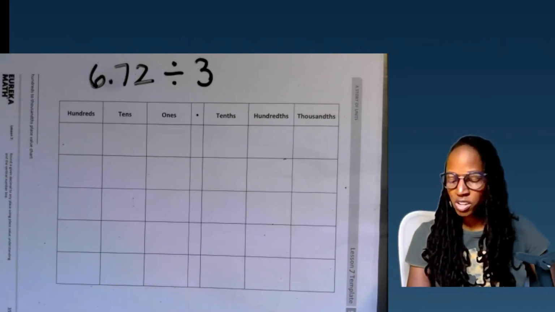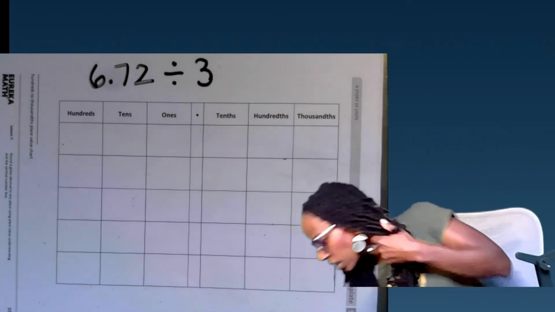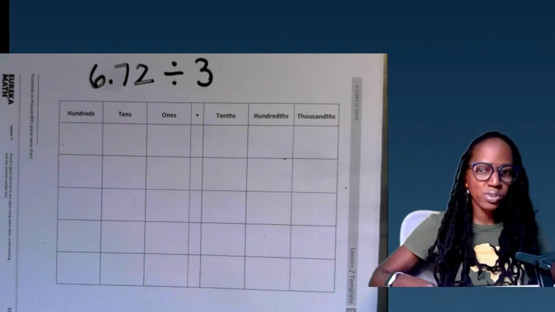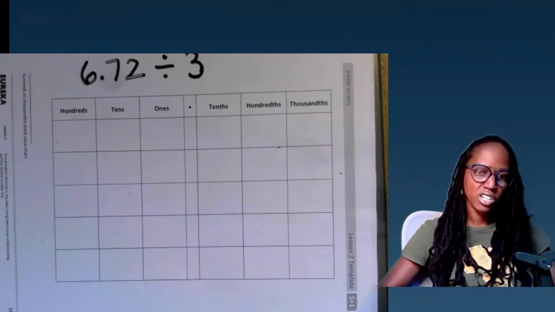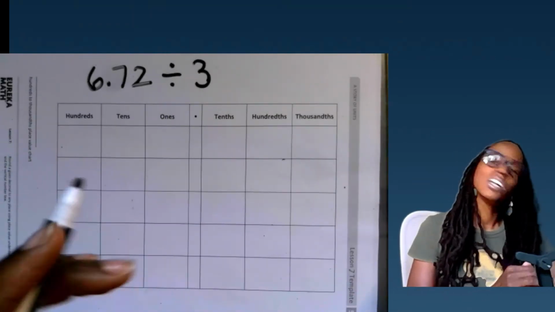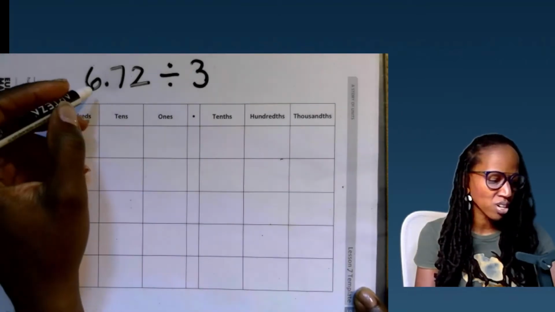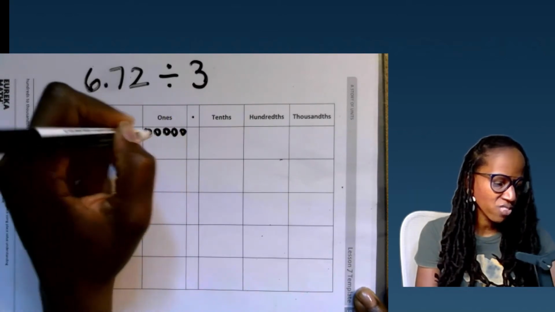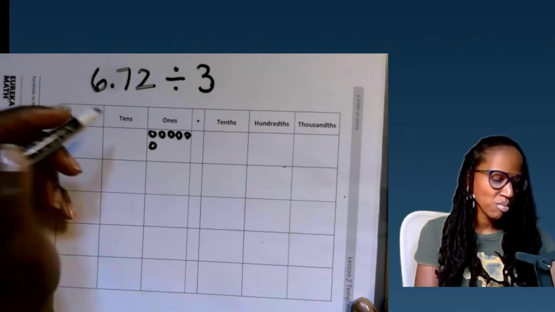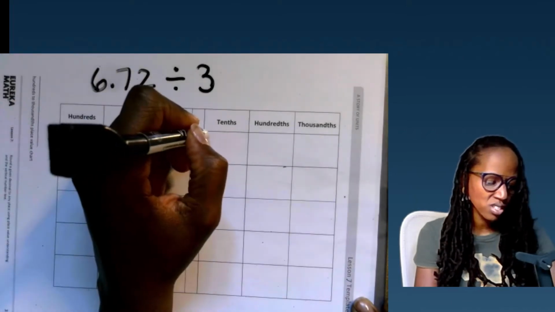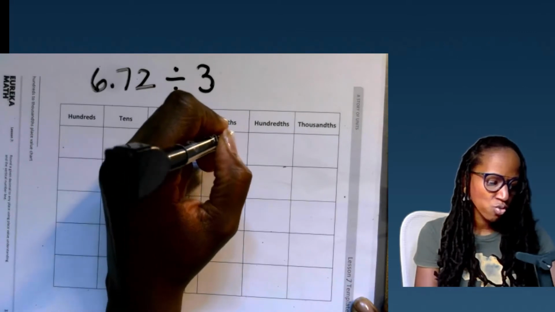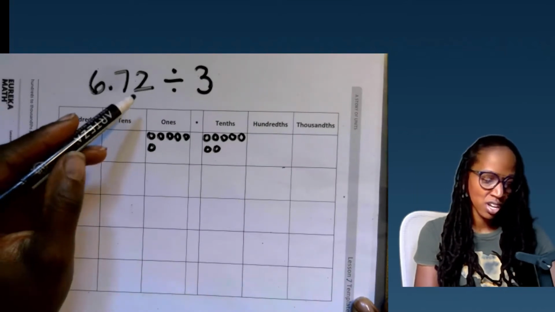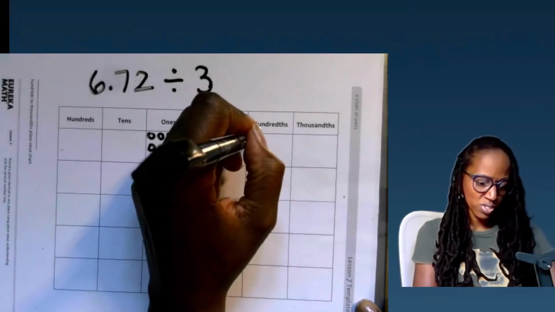So on my place value chart, the first thing I would do is represent, sorry, I've got to grab my whiteboard. Here we go. I would represent that example by showing 6 ones. So I'm going to draw discs or circles to represent my ones. I have 6 in the ones place, so I'm going to draw 1, 2, 3, 4, 5, 6 ones. Now I'm going to represent my 7 in the tenths place by drawing 7 discs or 7 circles to represent my 7 tenths. And lastly, I notice that I have 2 hundredths, so I'm going to represent that by showing 2 hundredths.